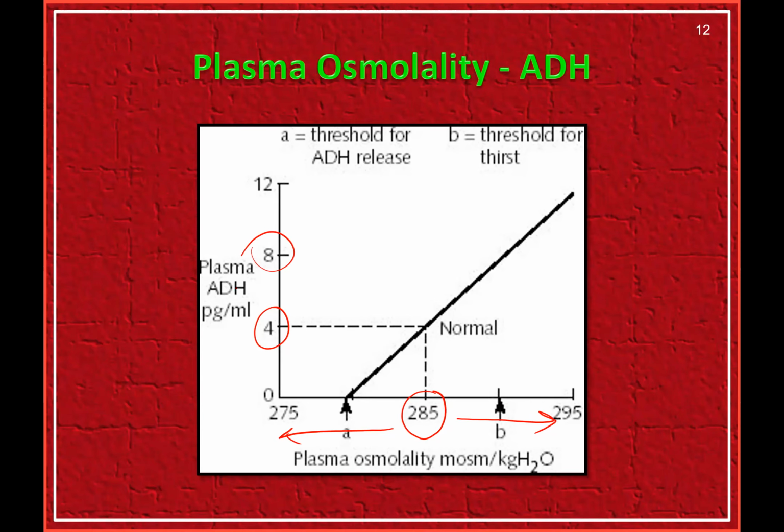There are osmosensors in the hypothalamus, and they decide how much ADH has to be produced. If the plasma is dilute, then no ADH or less ADH is produced. If the plasma is concentrated, more ADH is produced to retain more water.